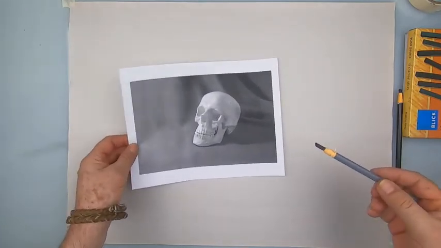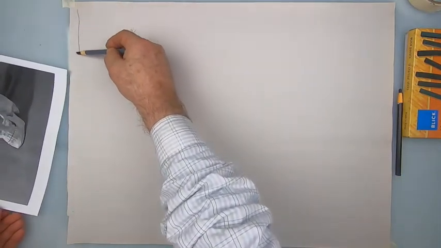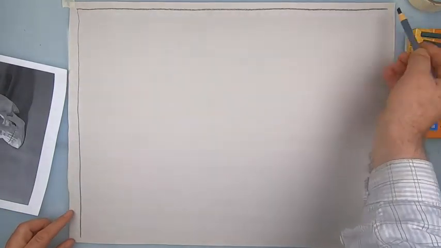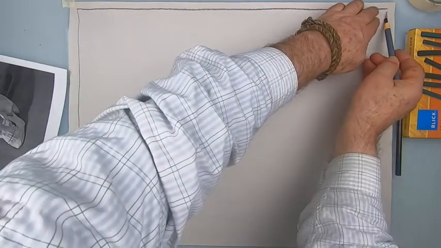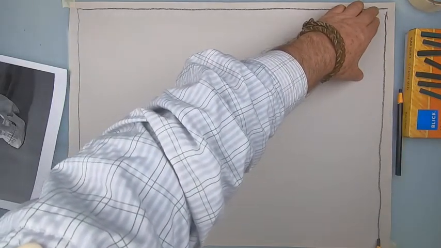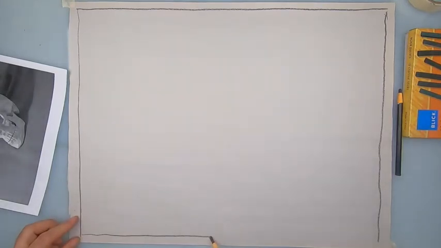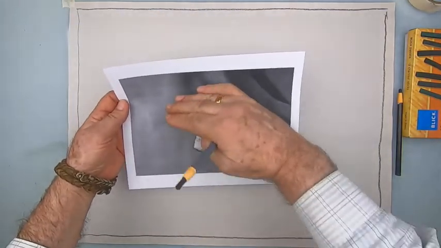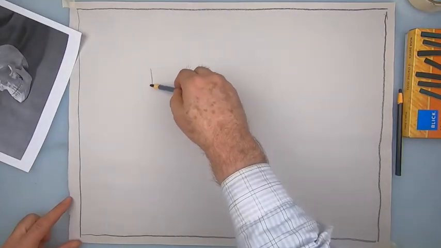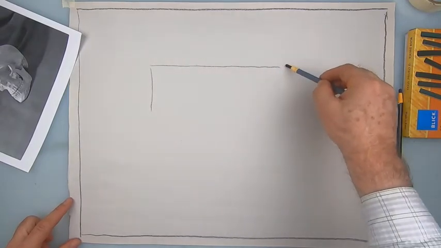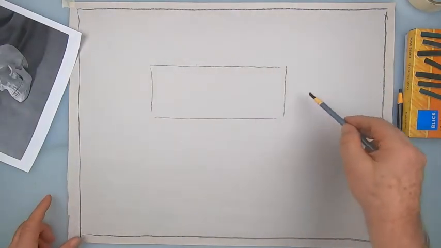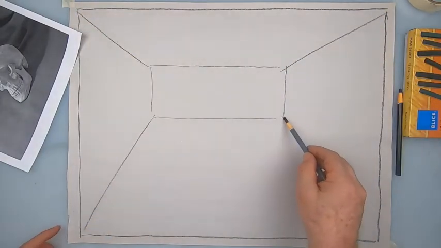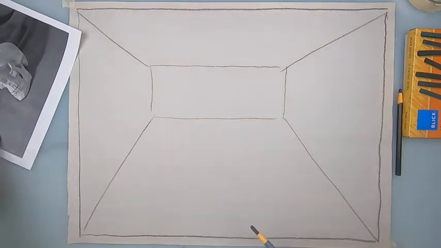So the first thing we're going to do is employ the master cube. I'm going to draw out my master cube to help me visualize the space of the page. The space is moving back, so I'm going to situate my back plane back here, nice and light. And remember, the master cube is just there to help us visualize the volume of the space that the skull is going to appear in.